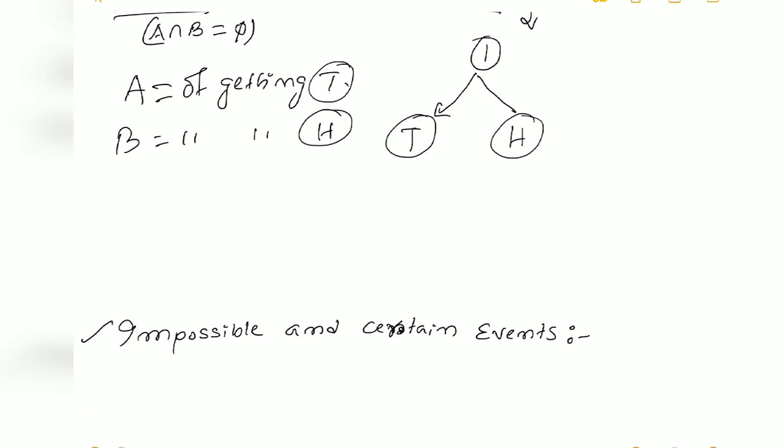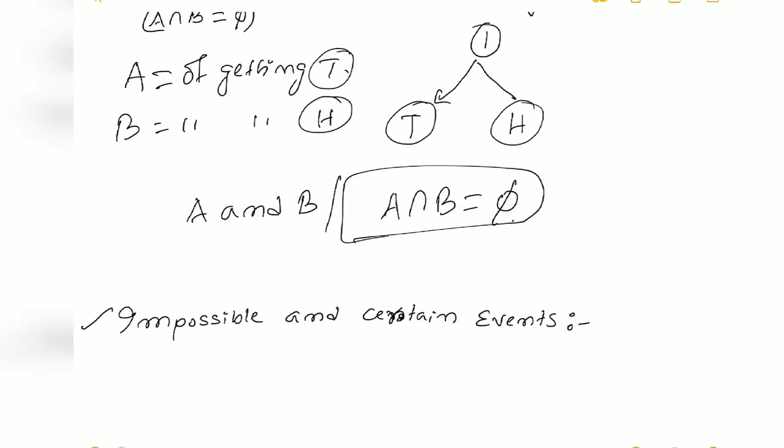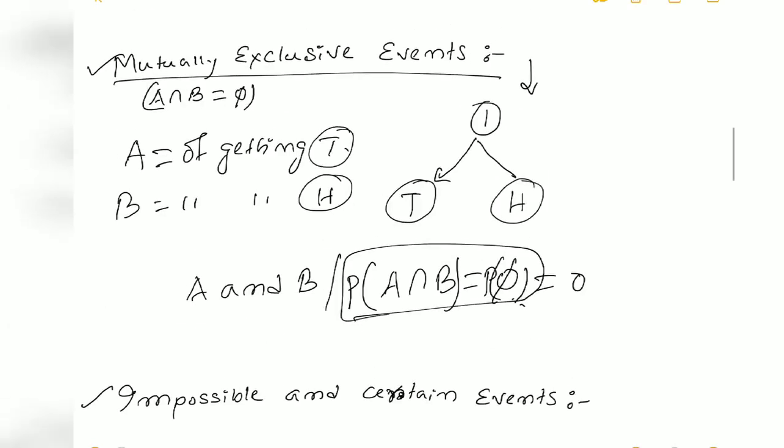So there is no chance of getting A and B. That is, you can't get tail and head simultaneously in only tossing the coin once, right? So in that case, we can write that A intersection B equal to null set, which means A intersection B will have no events in its favorable case. So if you do the probability of that, it will obviously be 0, right? So these types of events are known as mutually exclusive events. Also impossible and certain events.